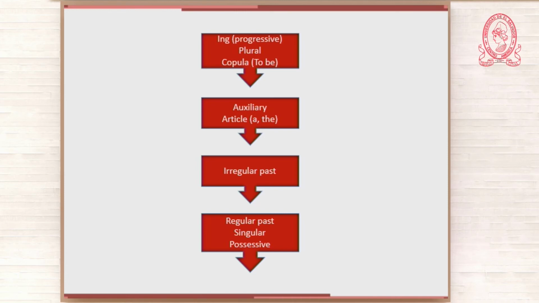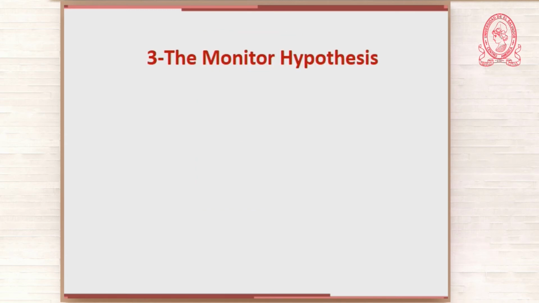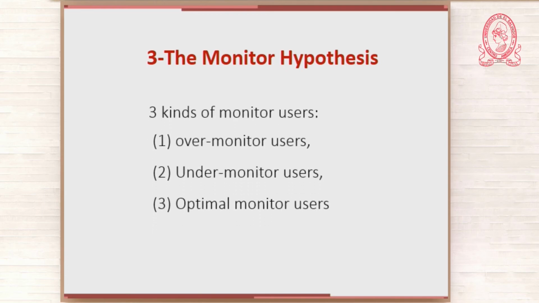Take some time to read the sequence presented. There, you can observe what the first items we acquire are. The monitor hypothesis. This hypothesis takes into consideration 3 kinds of monitor users. The first one is over-monitor users.